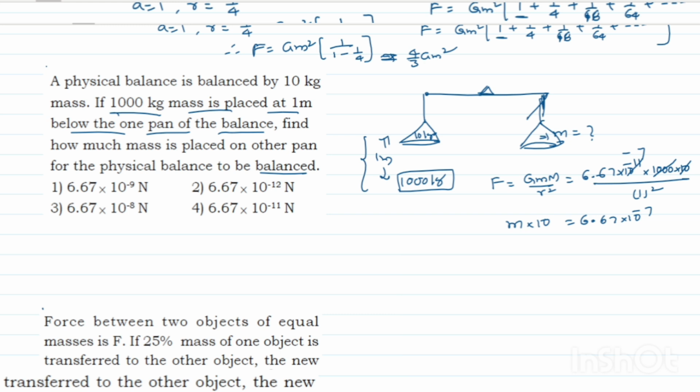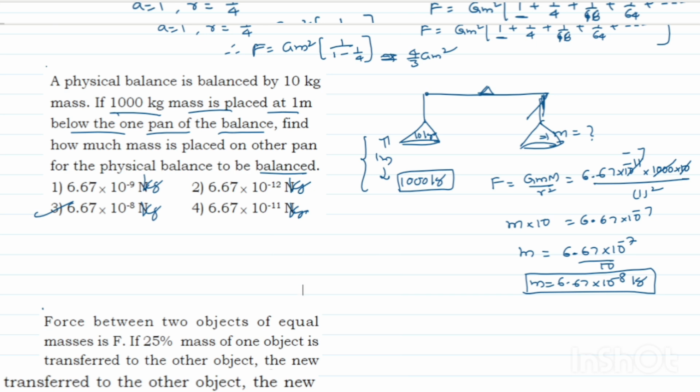So when you are simplifying this, the mass value will be 6.67 into 10 power minus 7 by 10, which will be equal to 6.67 into 10 power minus 8 kg. This is the mass which you are going to be placing, then it can be balanced again. So all the options are given in Newtons; you have to change it to kilograms.